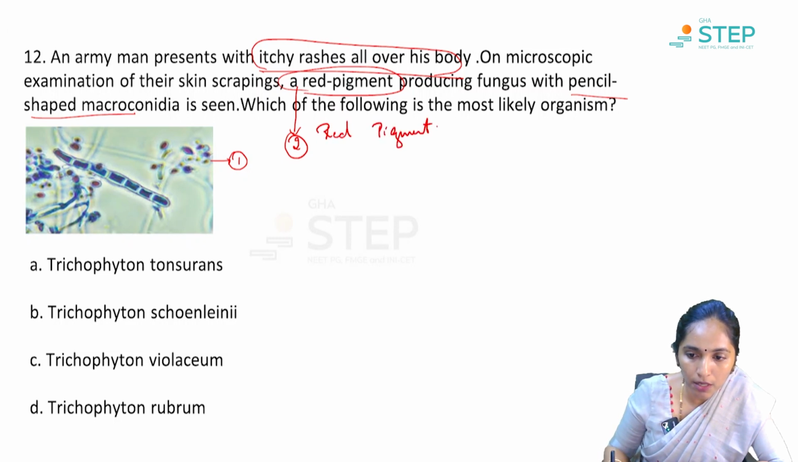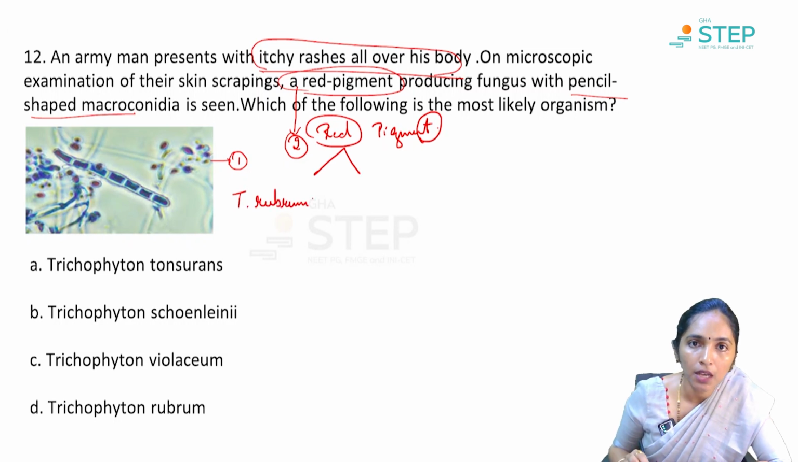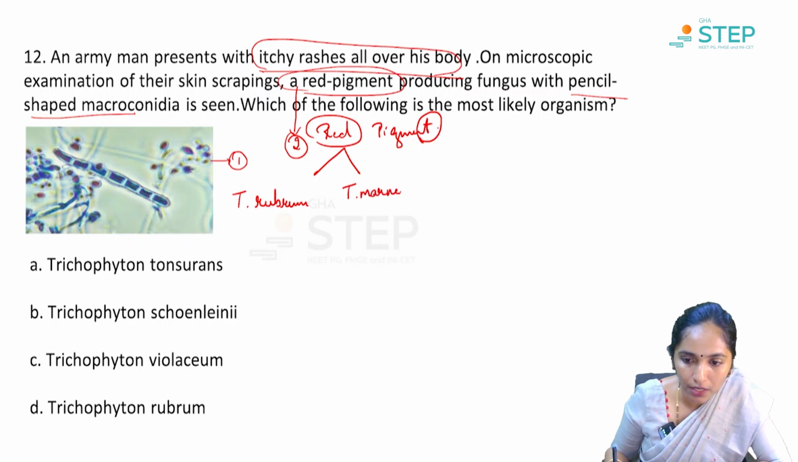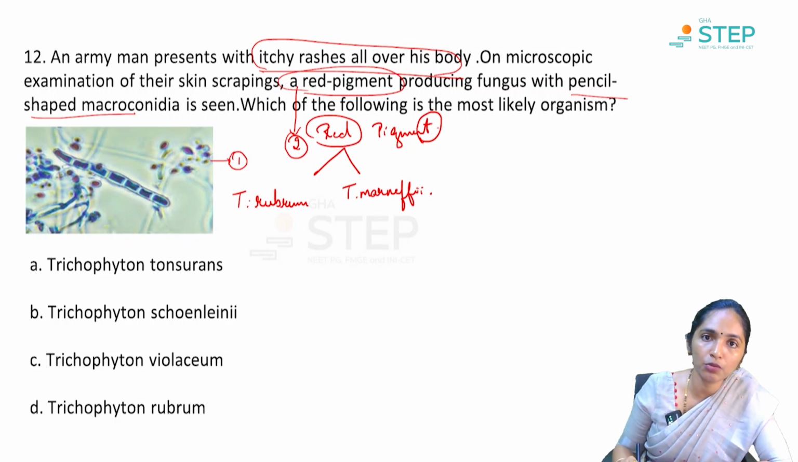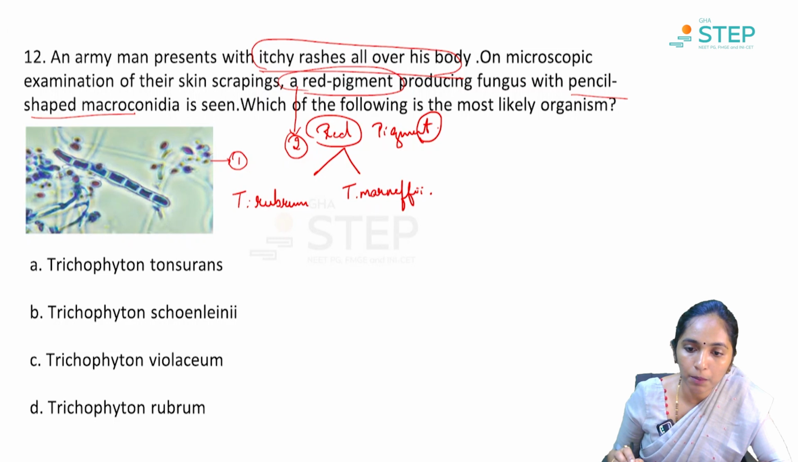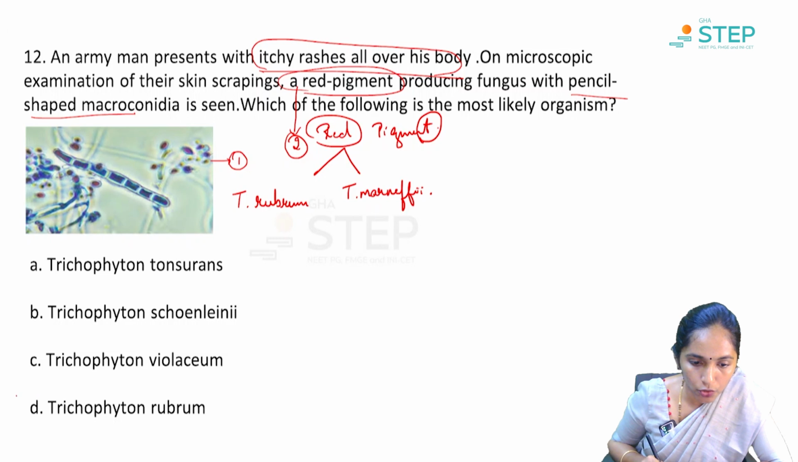So for us, what is important is that this red pigment is produced by two fungi. One is Trichophyton rubrum. Rubrum is the red pigment producing Trichophyton. The other one is Trichophyton violaceum. So we can directly dive into the answer here, where we have the option of Trichophyton rubrum. Okay, because the other one does not produce the characteristic history like this, and we do not have it in the options also.